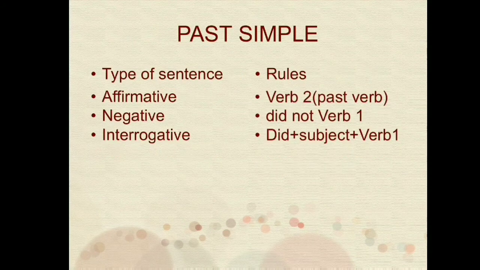Now, check the rule of simple past tense. Whenever we are talking about an affirmative sentence, then we use second form of verb, the simple past form. Whenever we are talking about a negative sentence in simple past, then we use did not with first form. And when we want to frame an interrogative sentence in the past, then we use did, then subject and first form of verb and the rest of the sentence, and at the end a question mark.